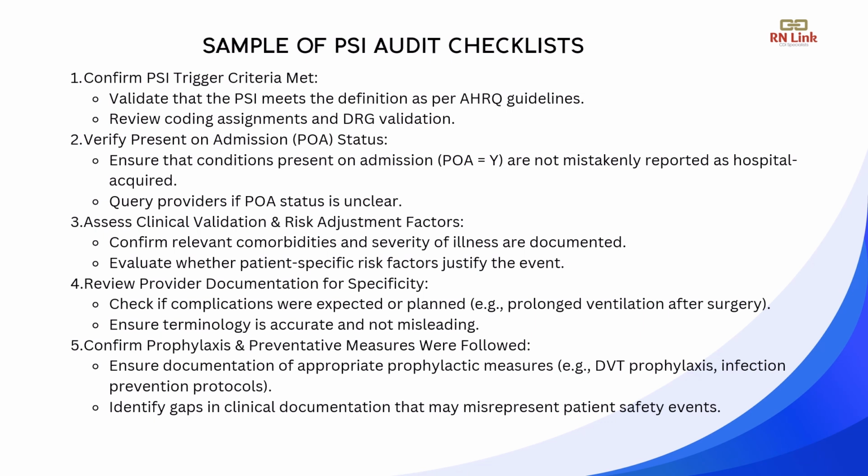4. Review provider documentation for specificity. Check if complications were expected or planned, for example, prolonged ventilation after surgery. Ensure terminology is accurate and not misleading. 5. Confirm prophylaxis and preventative measures were followed. Ensure documentation of appropriate prophylactic measures, for example, DVT prophylaxis, infection prevention protocols. Identify gaps in clinical documentation that may misrepresent patient safety events.